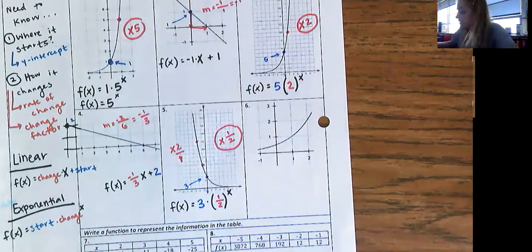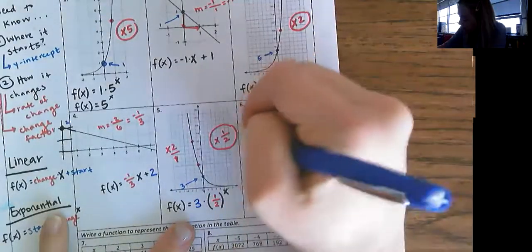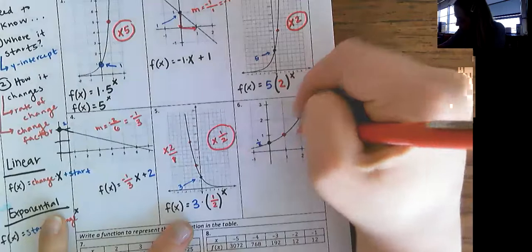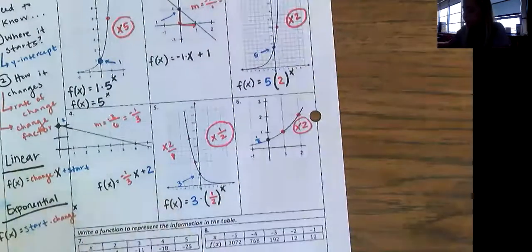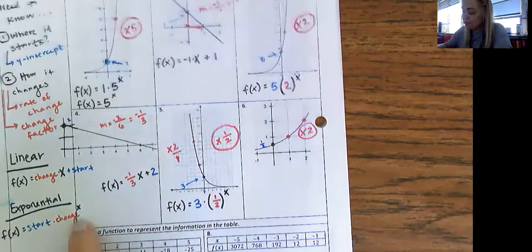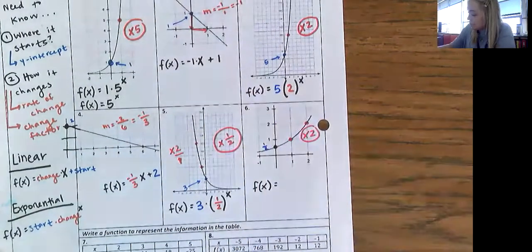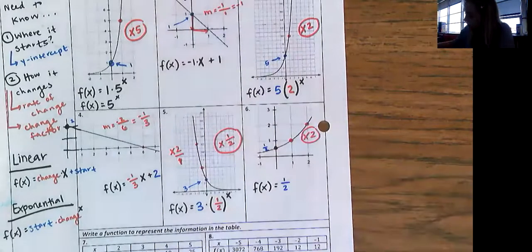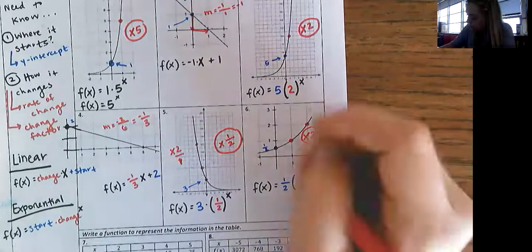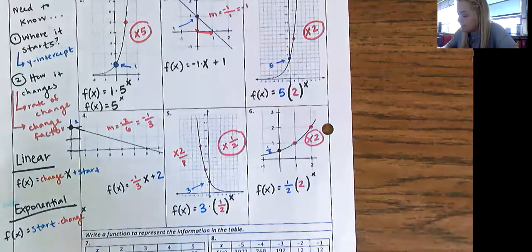All right, one more. This one starts at, I'm just going to guess it starts at 1/2. So we've got 1/2 for the start, and then it goes up to 1 and up to 2. That is multiplying by 2 for my change factor. So it's an exponential function. I say f of x equals the start, which is 1/2, times the change, which is 2, to the power of x. So f of x equals 1/2 times 2 to the power of x. Ta-da!